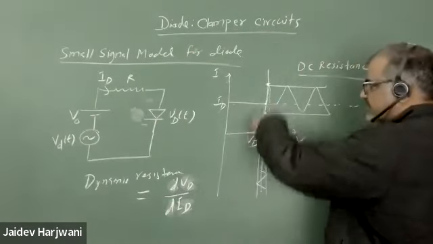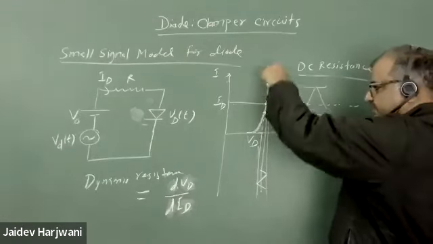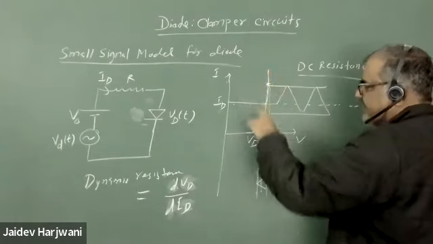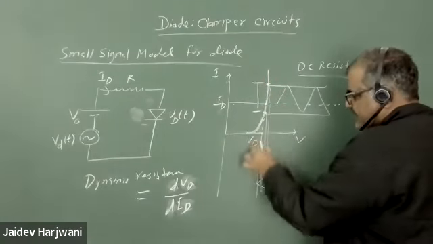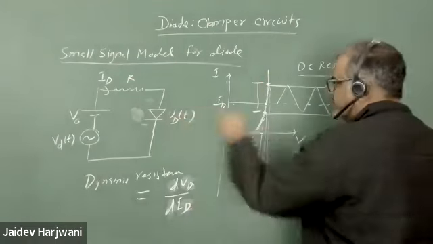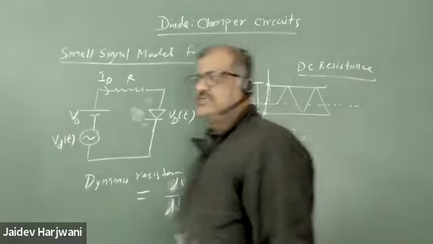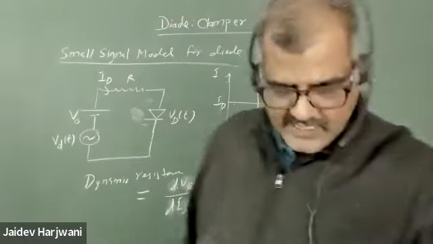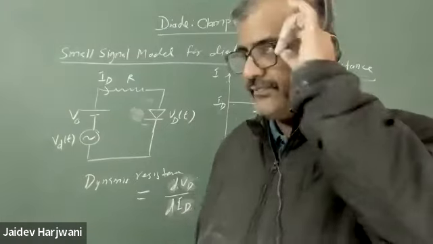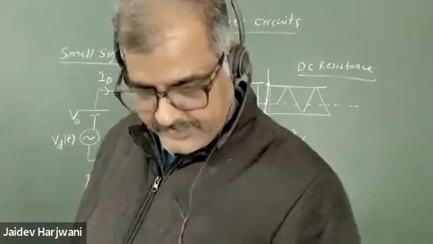So what will happen? Your current will also vary in the circuit. This point will change, and the ratio, this delta ID, this is the difference, and the extra delta you are applying here, delta VD, the ratio of these two quantities is called your dynamic resistance. Now I want to calculate this dynamic resistance. Okay, is it clear or not?